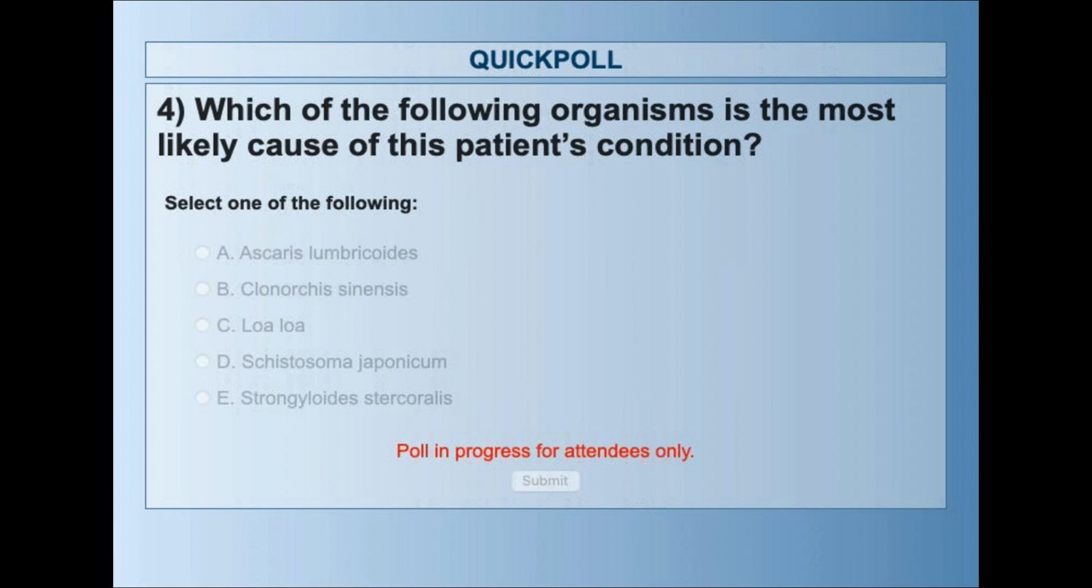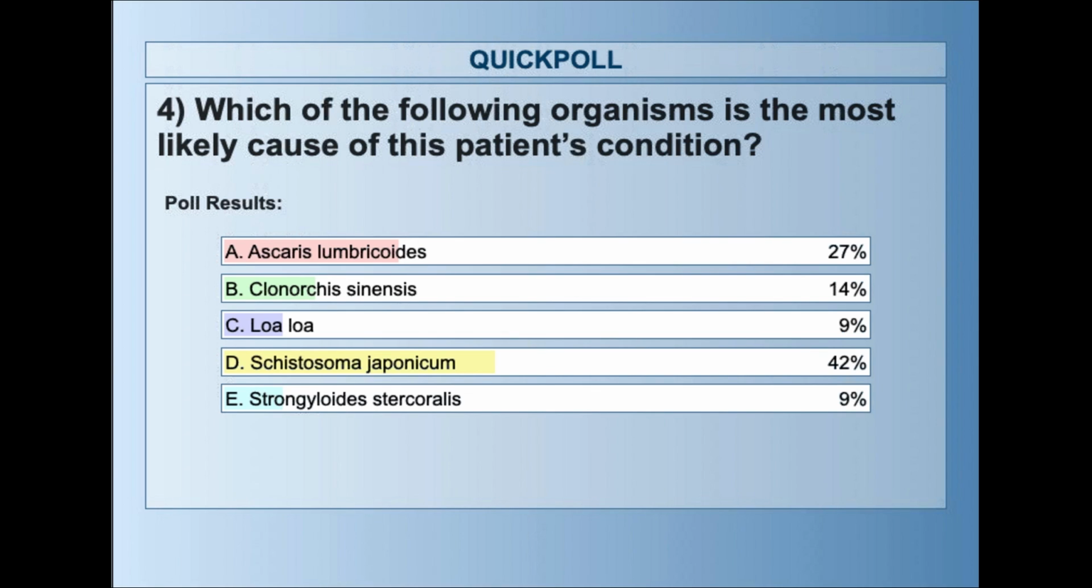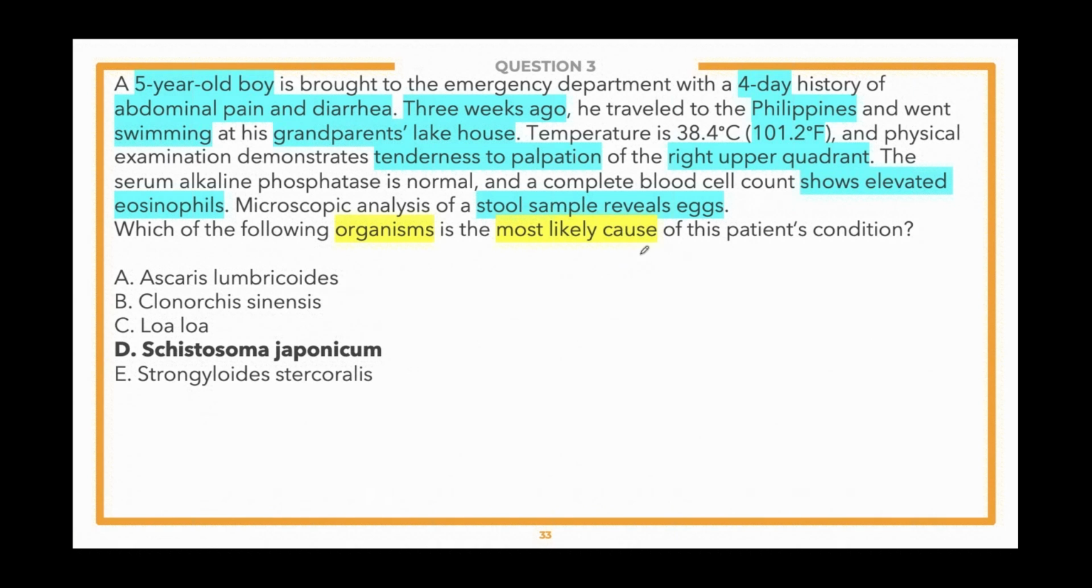All right, let's take a look and see what you selected. 42% of you selected Schistosoma, answer choice D, and 27% of you selected answer choice A, Ascaris. Let's take a look and see what the correct answer is. And the correct answer is indeed D, and 42% of you got it right. So great job. Let me hand it off to Forrest so he can give us an explanation. Forrest. Thank you, Sean. Yes, absolutely.